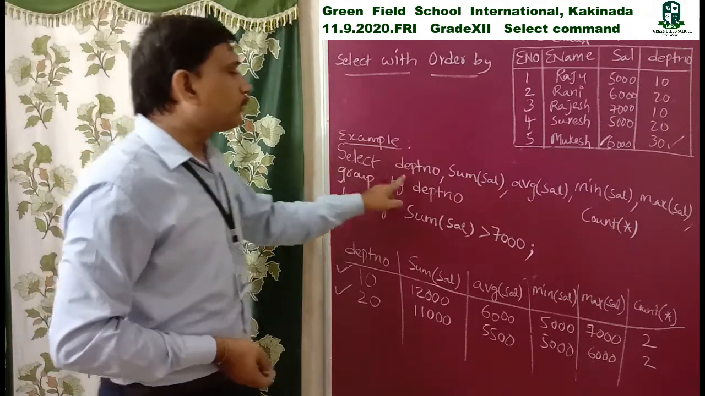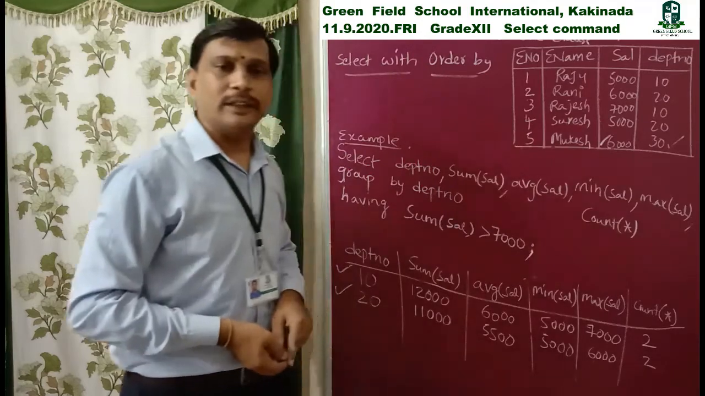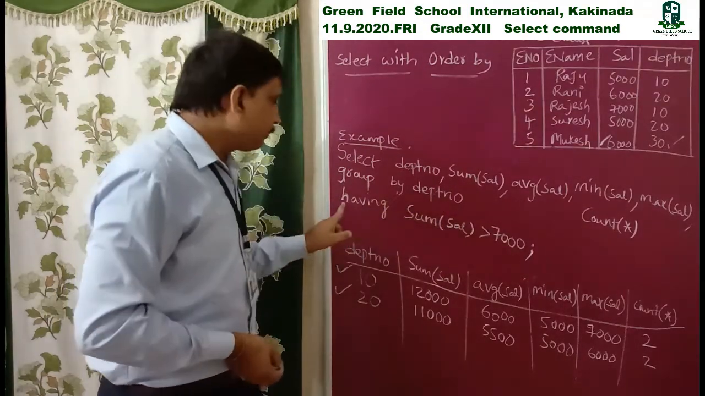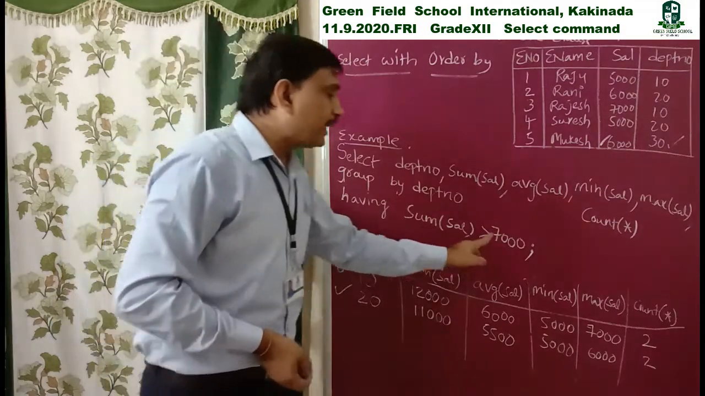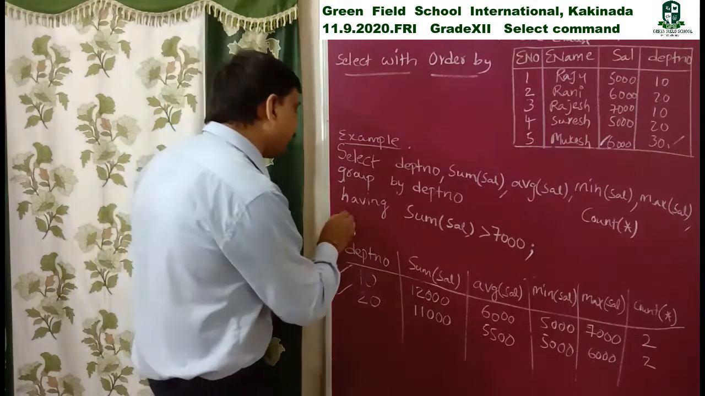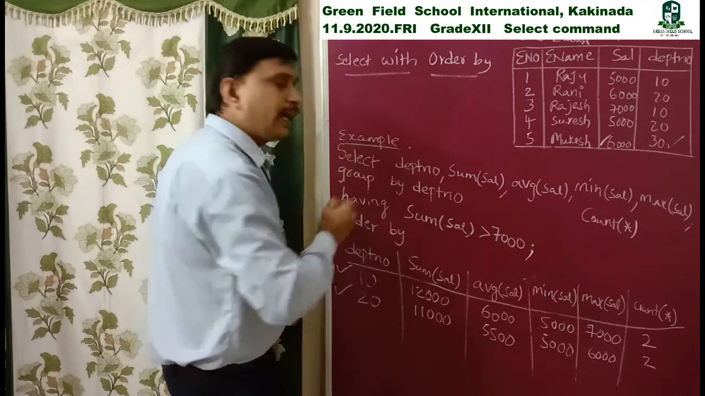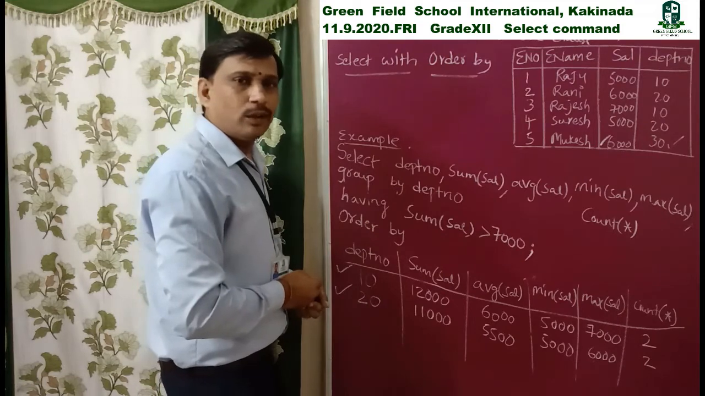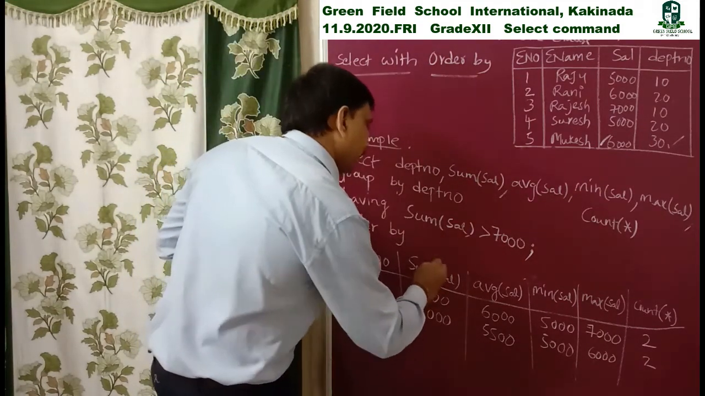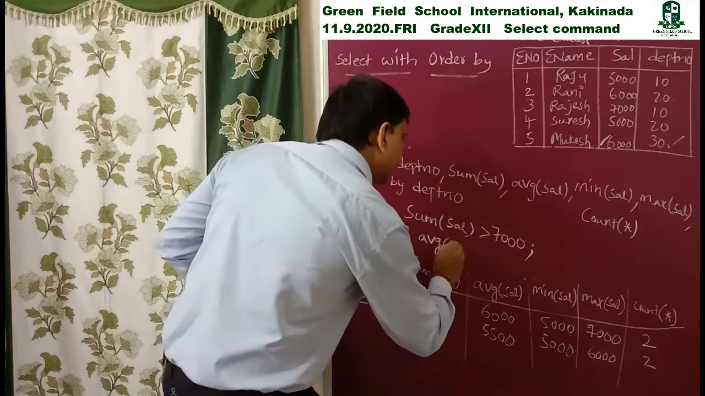See, select department number, sum of sal, average sal, minimum of sal, maximum of sal, count of star. After that, group by department number. Then I write having sum of sal is greater than 7,000. Up to now, this is the output. Then I write order by, order by average of sal.